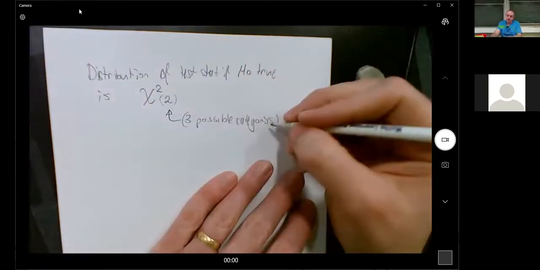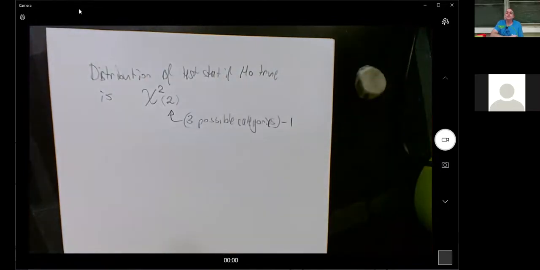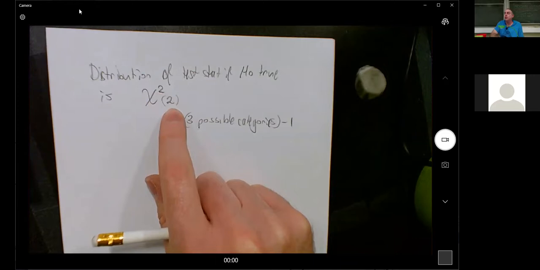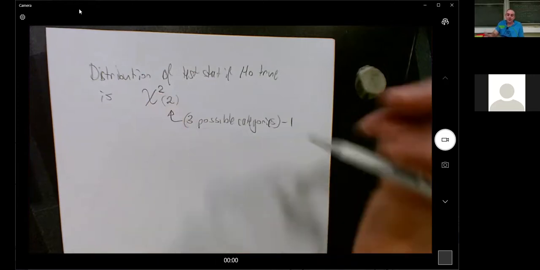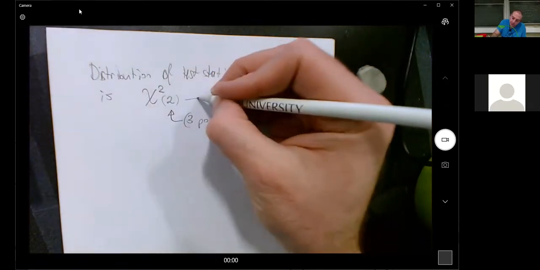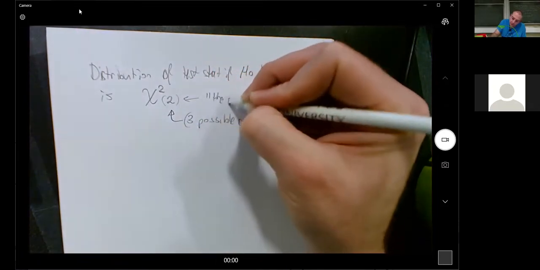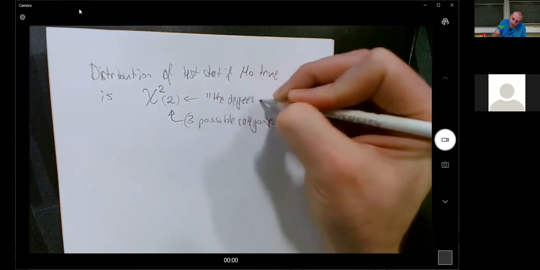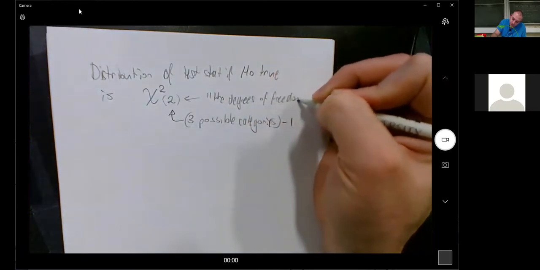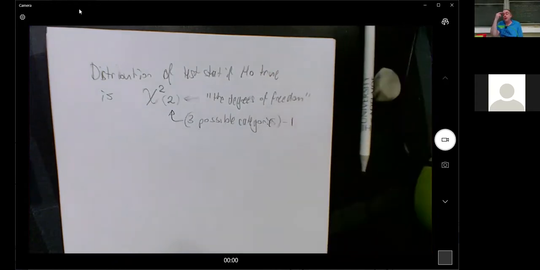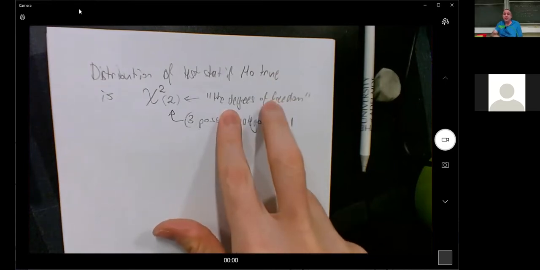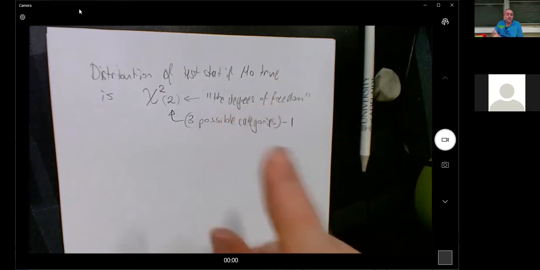Three possible categories, minus 1. So if there had been 6 categories, it would have been the chi-squared distribution with 5 degrees of freedom. And this thing is called the degrees of freedom. There are reasons why it's called the degrees of freedom, but I usually just see it as the DF, which is the distribution finder. It helps you find the correct distribution. In this sense, it does have a meaning.